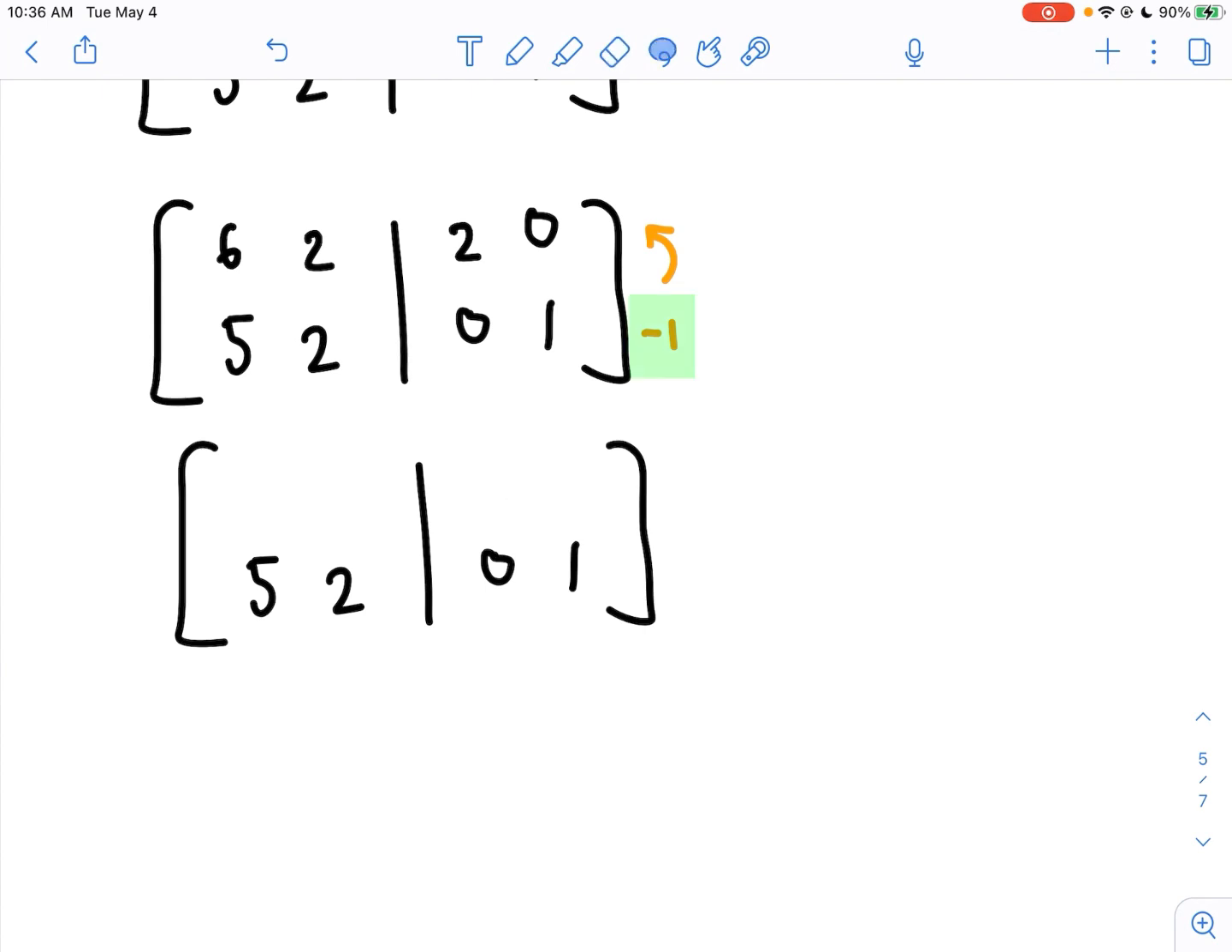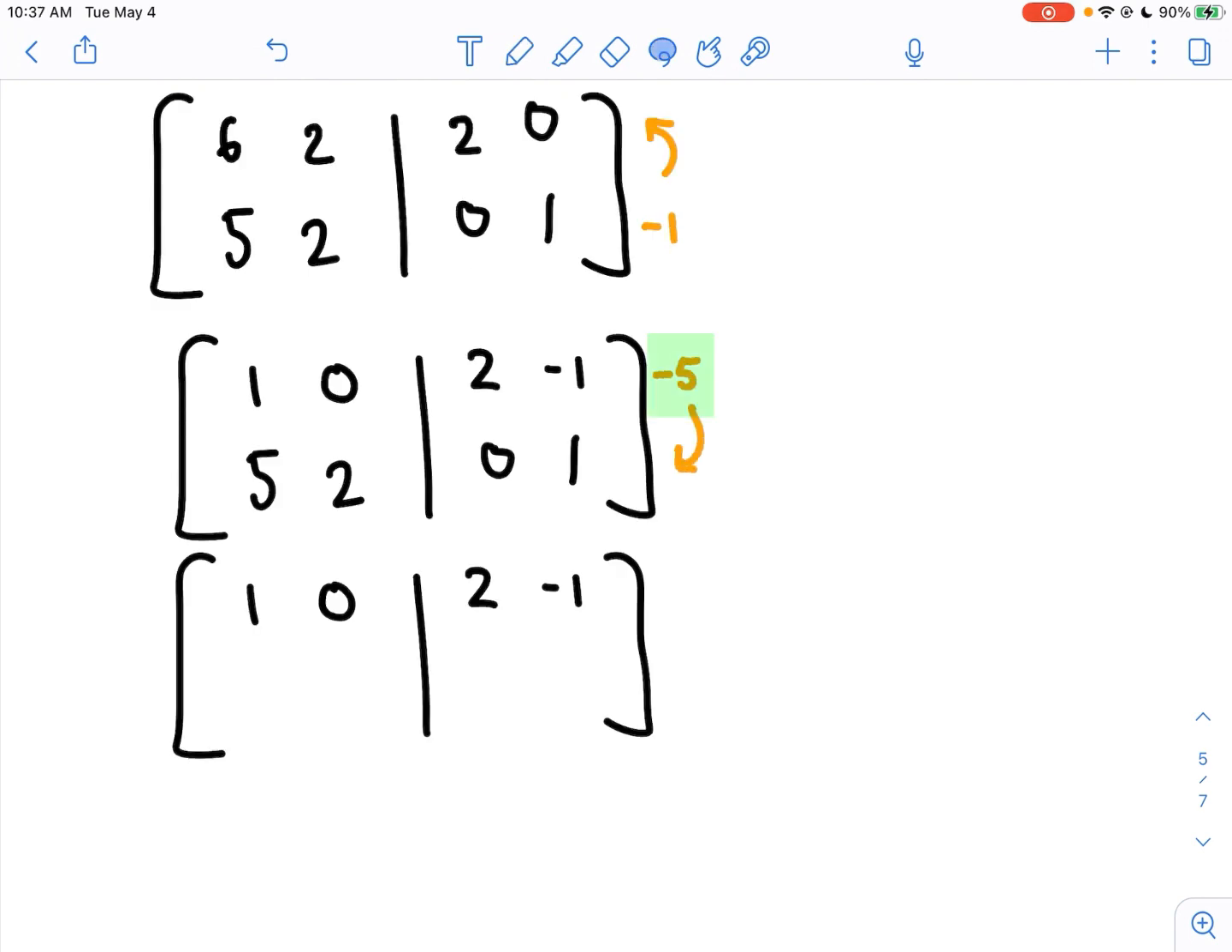And we do -1 times 5 is -5, add it to 6, we're going to get a 1. -1 times 2 and add it to 2, we're going to get a 0. Now we do -1 times 0 is 0, add it to 2, that's going to stay a 2. And finally, -1 times 1 is -1, add it to that 0, we get -1. So we have the 1 in the right position. Now we want this to be a 0 below it, so we're going to multiply the top row by -5 and add that result down to the bottom row.